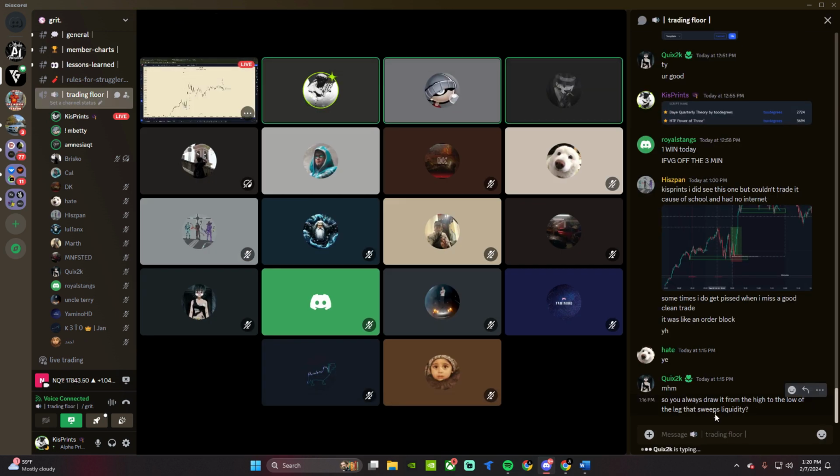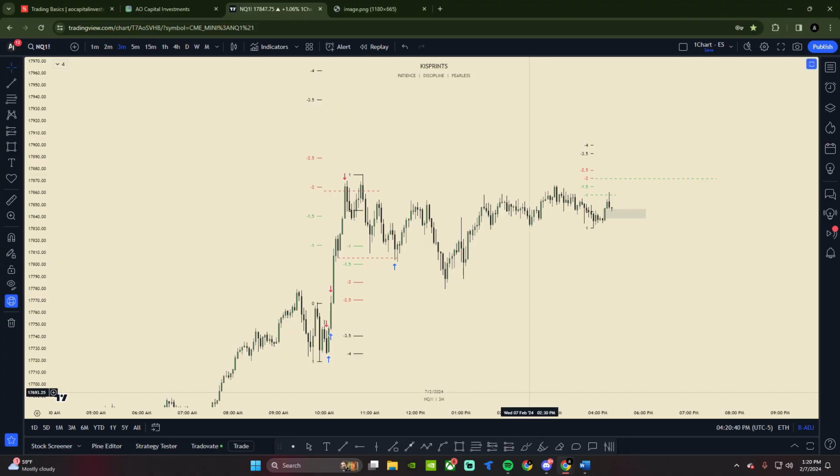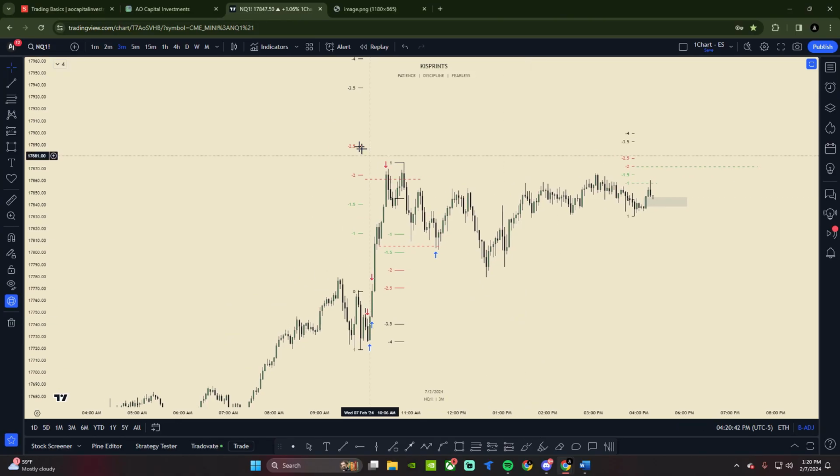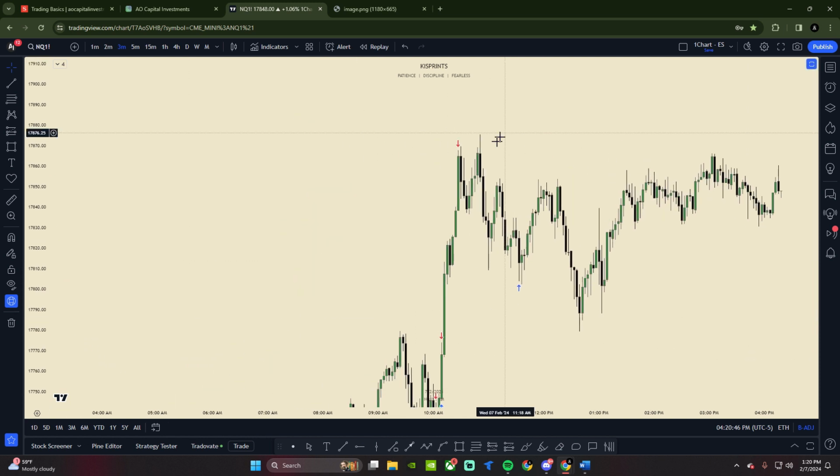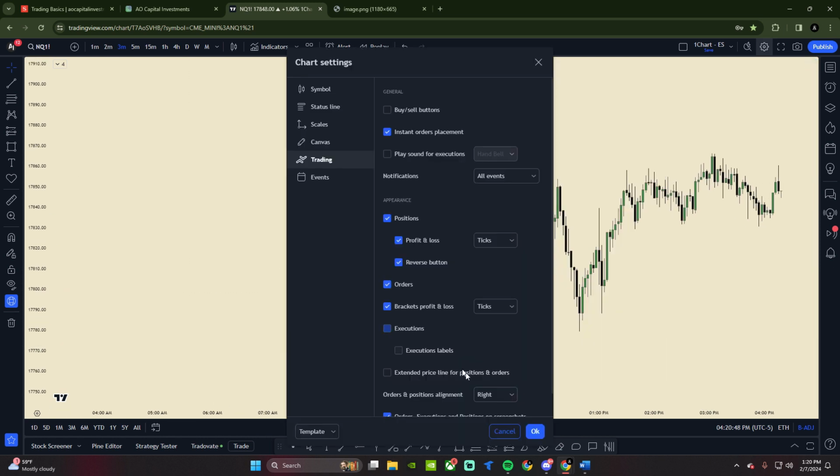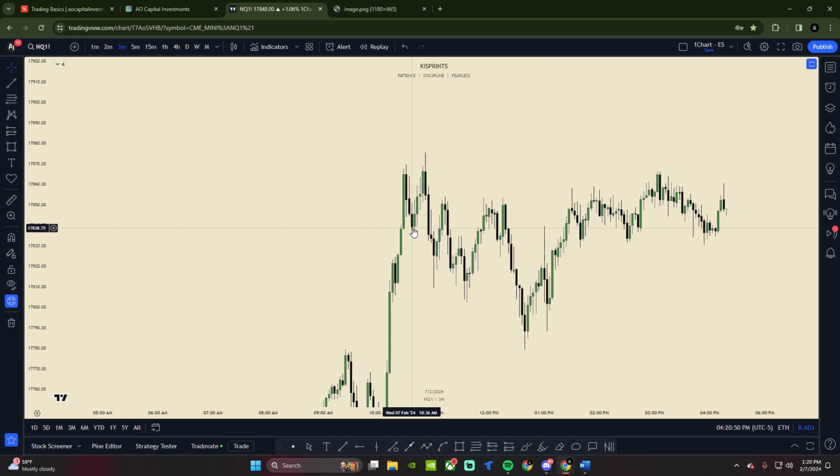Quicks said, so you always draw it from the high to the low of the leg that sweeps liquidity. Not always. Like I said to Betty, Betty asked the same question. Let's actually take this liquidity sweep up here. So let me take off executions. Let's take this liquidity sweep right here.